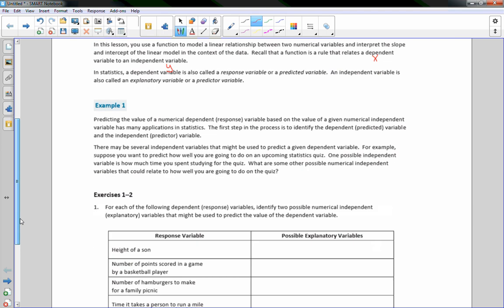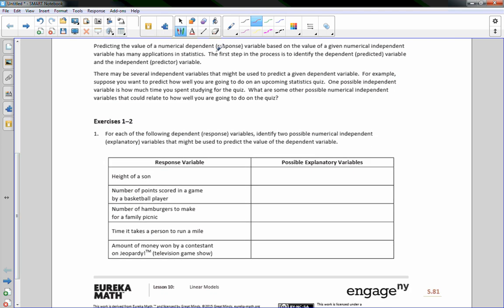Example one. Predicting the value of a numerical dependent response variable based on the value of a given numerical independent variable has many applications in statistics. The first step in the process is to identify the dependent or predicted variable and the independent or predictor variable. There may be several independent variables that might be used to predict a given dependent variable. For example, suppose you want to predict how well you are going to do on an upcoming stats quiz. One possible independent variable is how much time you spent studying for the quiz. What are some other possible numerical independent variables that could relate to how well you are doing on the quiz?